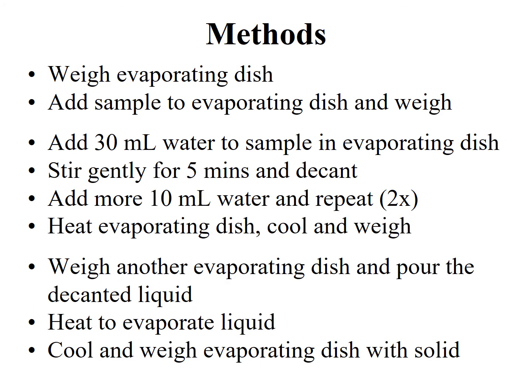So the method of this experiment is very simple. Since this is the first experiment in the class, we do it little by little. What you're going to do is weigh an evaporating dish. Once you weigh the evaporating dish, you add the unknown sample that contains silicon dioxide and sodium chloride. When you say silicon dioxide, that's just the sand. Okay?